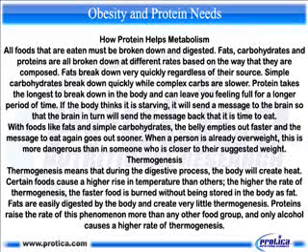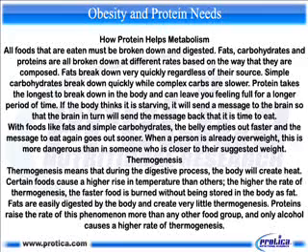If the body thinks it is starving, it will send a message to the brain so that the brain in turn will send the message back that it is time to eat. With foods like fats and simple carbohydrates, the belly empties out faster and the message to eat again goes out sooner. When a person is already overweight, this is more dangerous than in someone who is closer to their suggested weight.